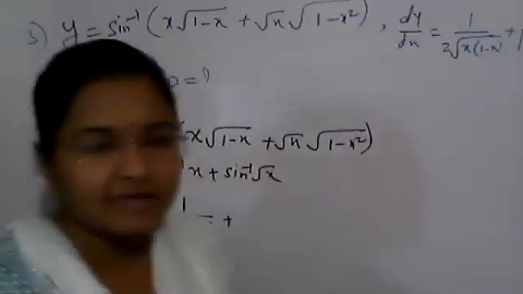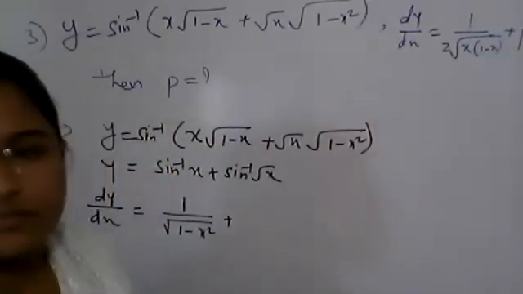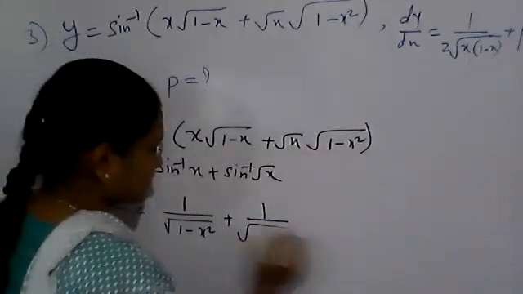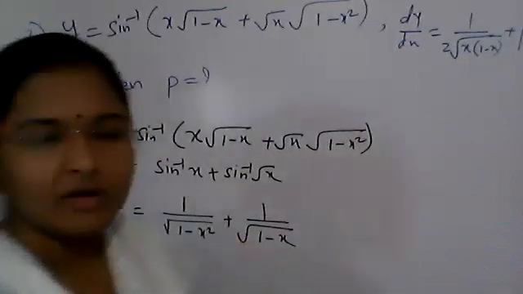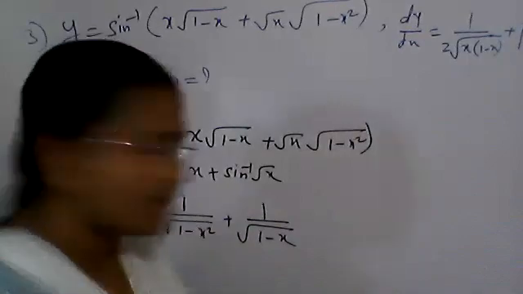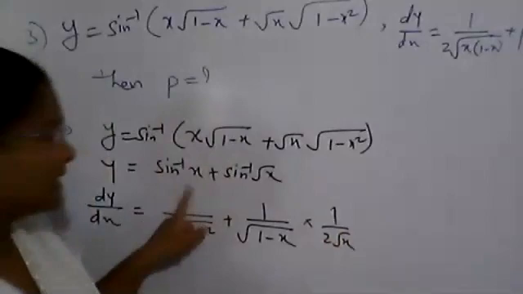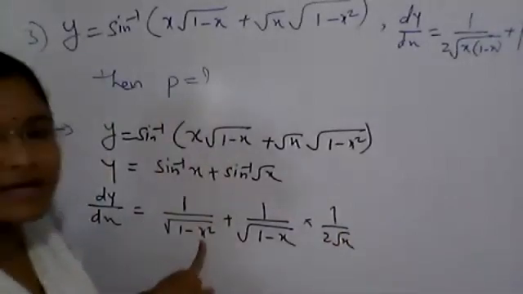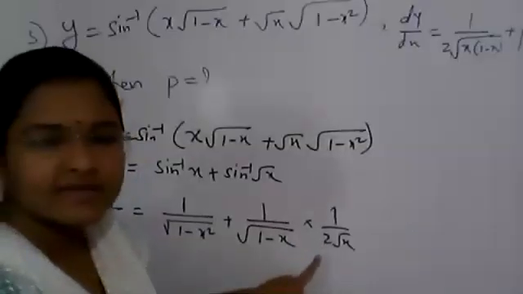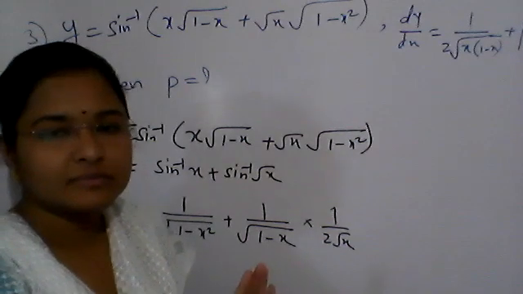What is the derivative of sine inverse of root x? 1 by root 1 minus x, into 1 upon 2 root x. This was the standard form. Here the angle was x, so x square was there, and the derivative of the angle x is 1. Here root x was there, root x square is x, and the derivative of root x is 1 upon 2 root x. Any doubt?